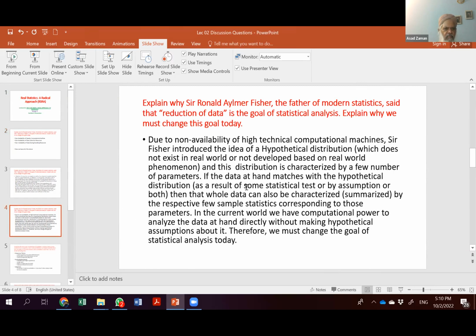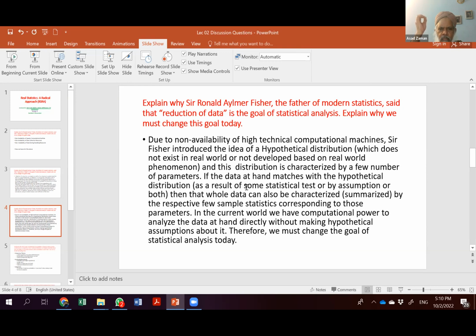Sir Fisher introduced the idea of a hypothetical distribution which does not exist in the real world, and is not developed based on real world phenomena. And this distribution is characterized by a few parameters. If the data at hand matches the hypothetical distribution as a result of some statistical tests or by assumption or by both, then that whole data can also be characterized or summarized by the respective few sample statistics corresponding to those parameters, population parameters or distribution parameters.